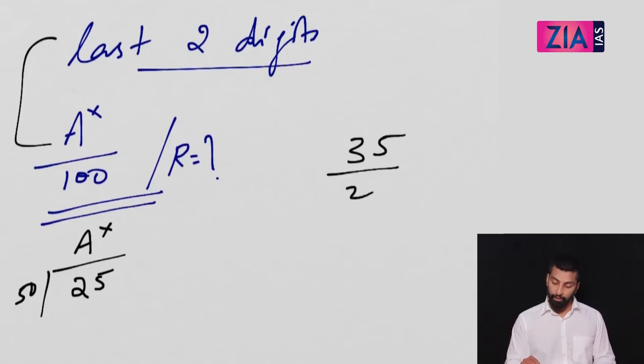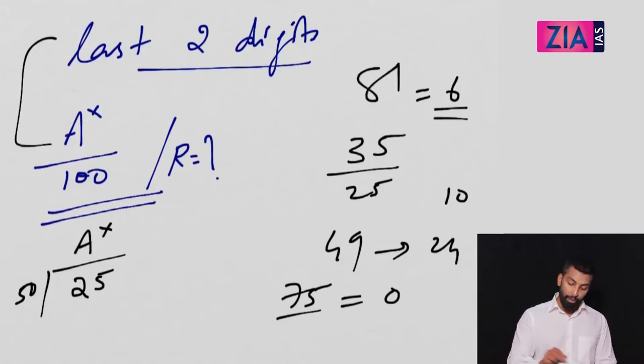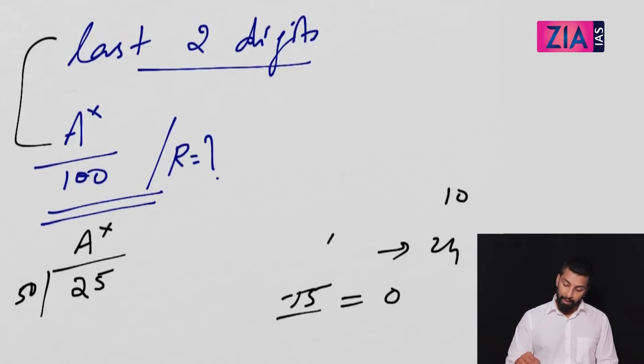If the last 2 digits are 35, what is the remainder? You divide by 25, you get 10. If the last 2 digits are 49, what is the remainder? 24. If the last 2 digits are 75, what is the remainder? 0, because 75 you can divide. If the last 2 digits are 81, what is the remainder? 6 is the remainder. So if you find the last 2 digits, you can answer all these questions.